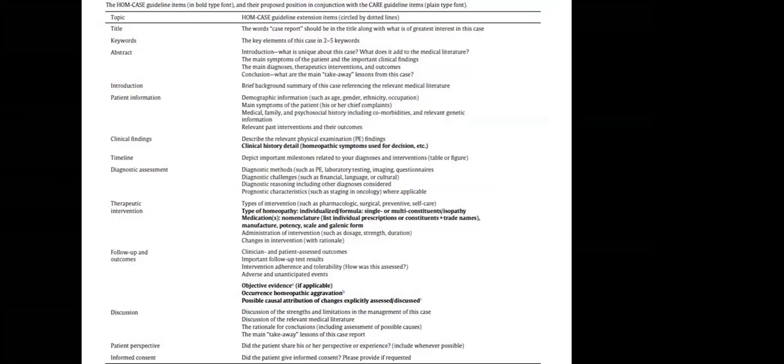Therapeutic intervention: we have to mention each and everything, the name of the medicine, the galenic form, the manufacturer, the potency, the scale, repetition, strength, duration, everything has to be mentioned. The follow-up and the outcomes: we have to take care to include other objective evidence, whether there was any homeopathic aggravation or not, and what's the possible causal attribution of the changes.